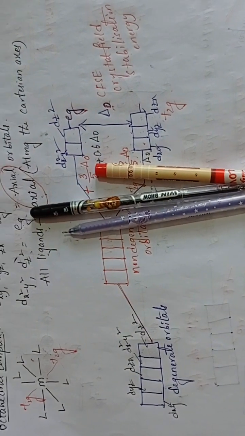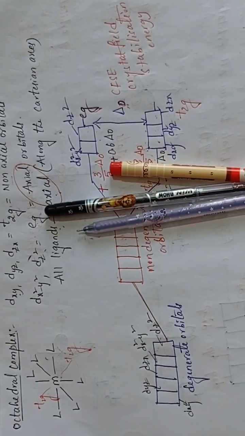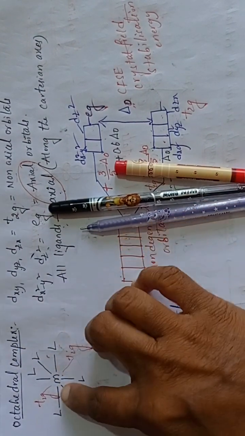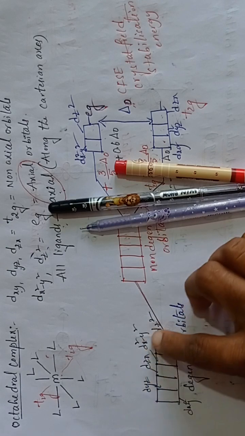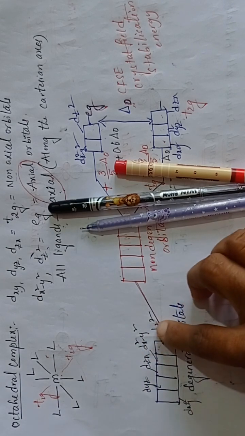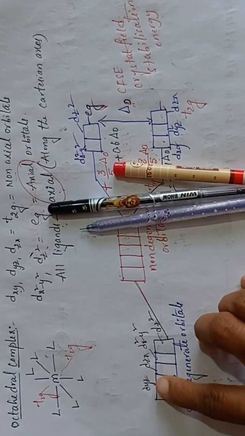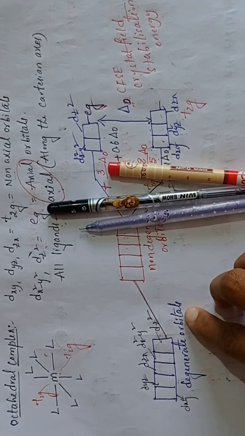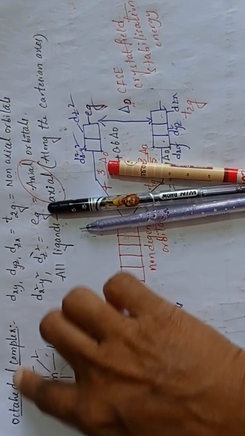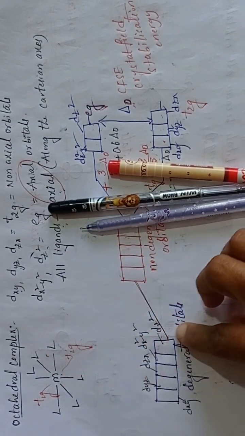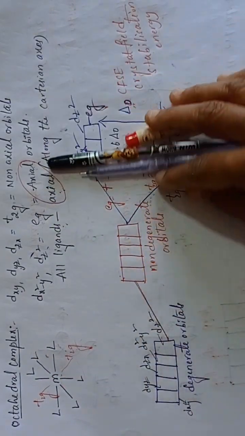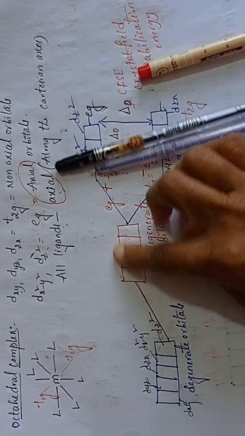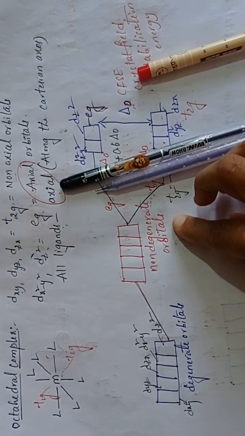Here in an octahedral complex, a total of 6 ligands are placed around the central metal atom. These are the 5 degenerate orbitals, so in the d subshell a total of 5 d orbitals will be there. Those are degenerate orbitals, they have the same energy. And whenever ligands come closer to the central metal atom, they lose their degeneracy. That means their energy is changed.